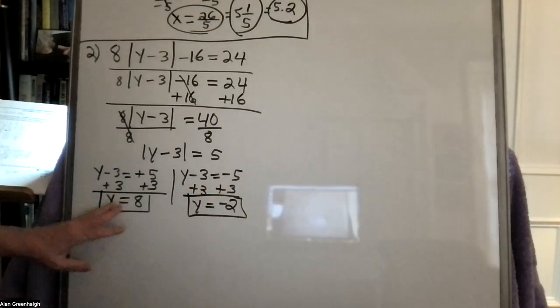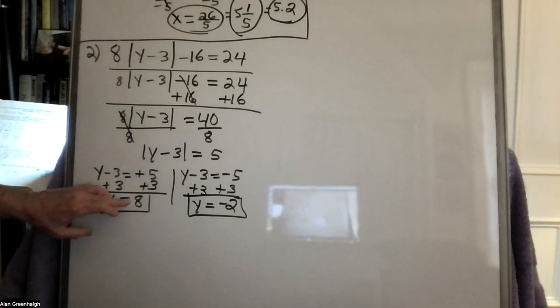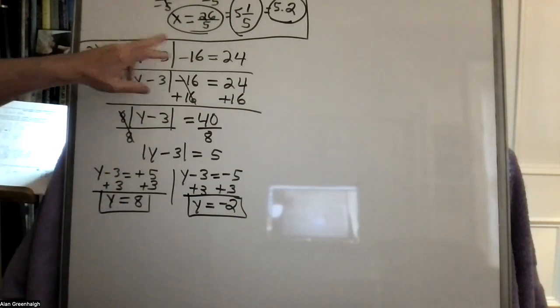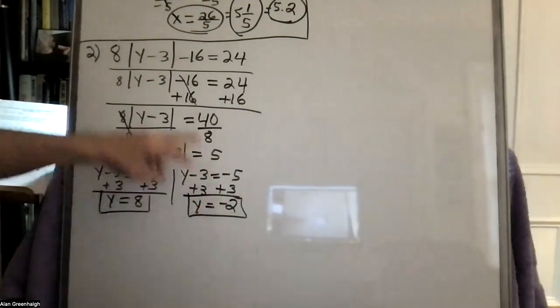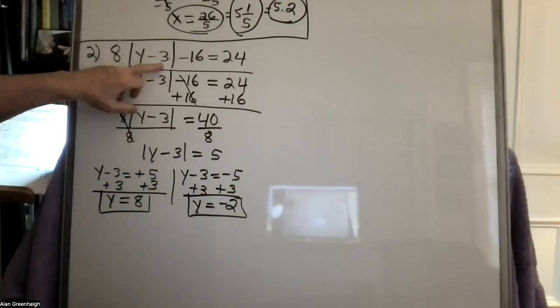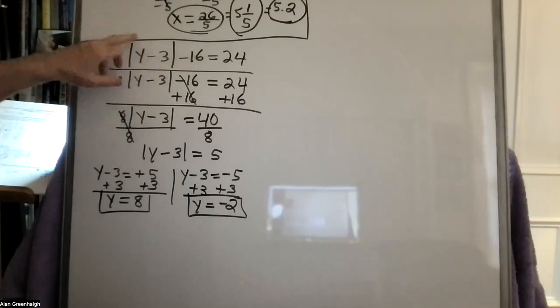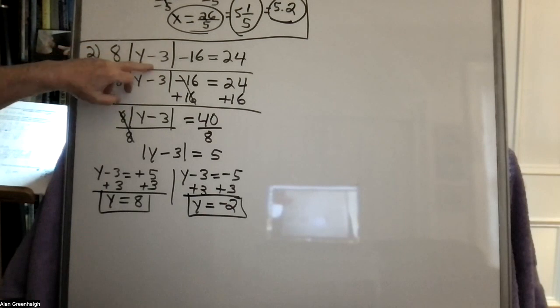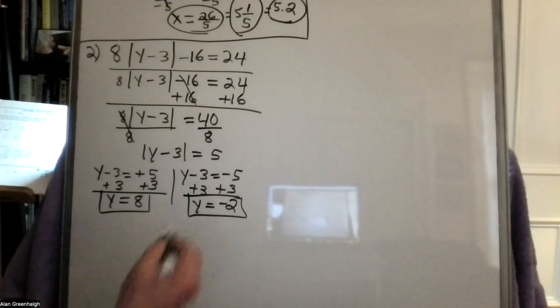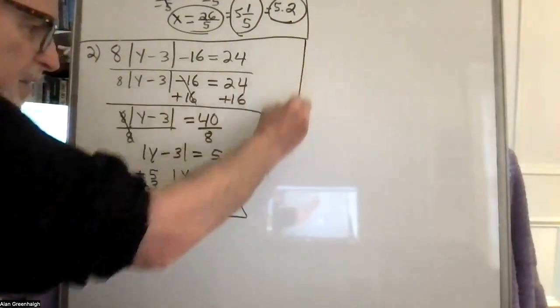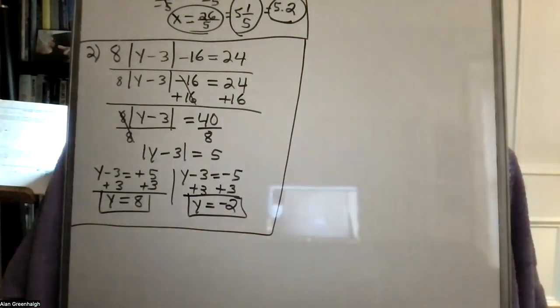And, if you wanted to, you could take the 8, put it back in here, and check it, or the negative 2 even. Let's do the negative 2. Negative 2, negative 3 is negative 5. The absolute value of negative 5 is 5. 8 times 5 is 40, and 40 minus 16 is 24. So if you just needed some verification of that fact, that's how you would do it.